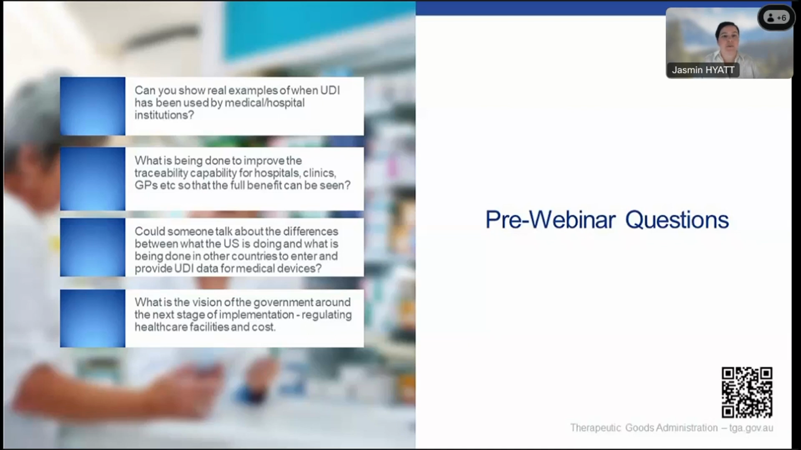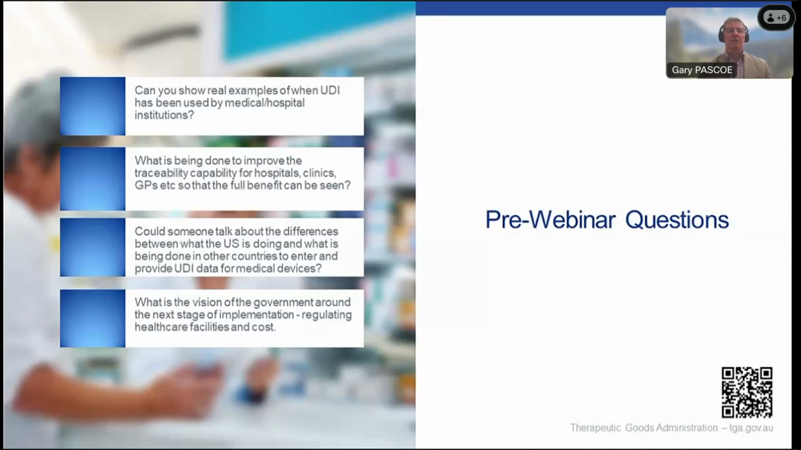What is being done to improve the traceability capability for hospitals, clinics, and GPs so that the full benefits can be seen? Yeah, so it's a really good question. And again, we touched on it. There's a range of elements that need to be in place to give us that full traceability.